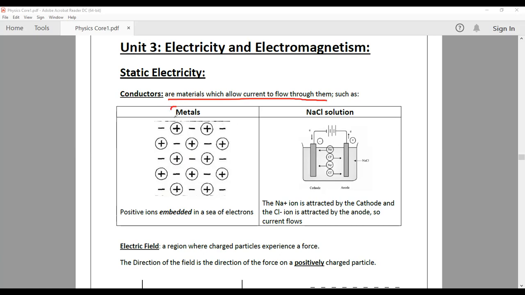You've got the metals, as you can see here. The metals are positive ions embedded in a sea of electrons. As you can see, a lot of electrons can carry the current from one place to another.